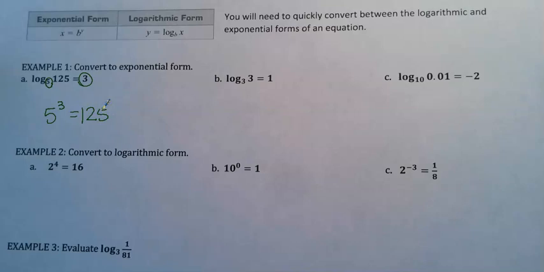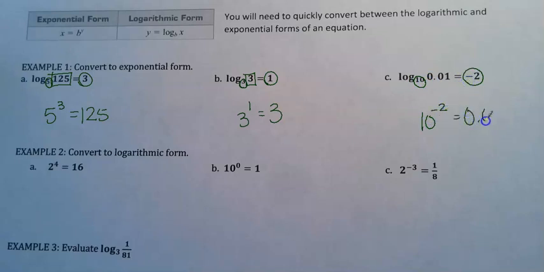That is exponential form. So here in B, we've got our base, our exponent, and it's equal to the last number there. That was the same way over here too, is equal to 125. Okay, the log of 0.01 in base 10, 10 is my base, my exponent is -2, and that equals 0.01. So that's all we're doing, is rewriting them in a different form.